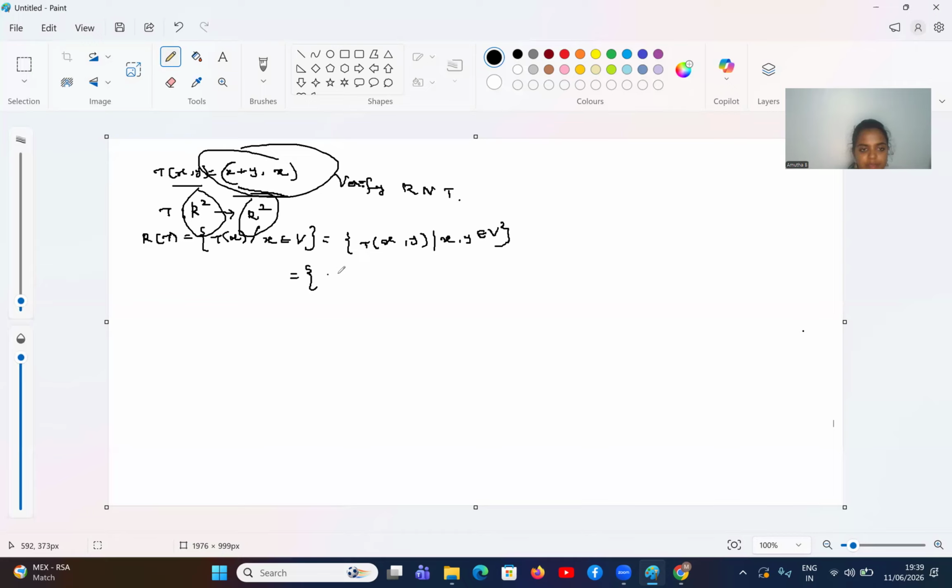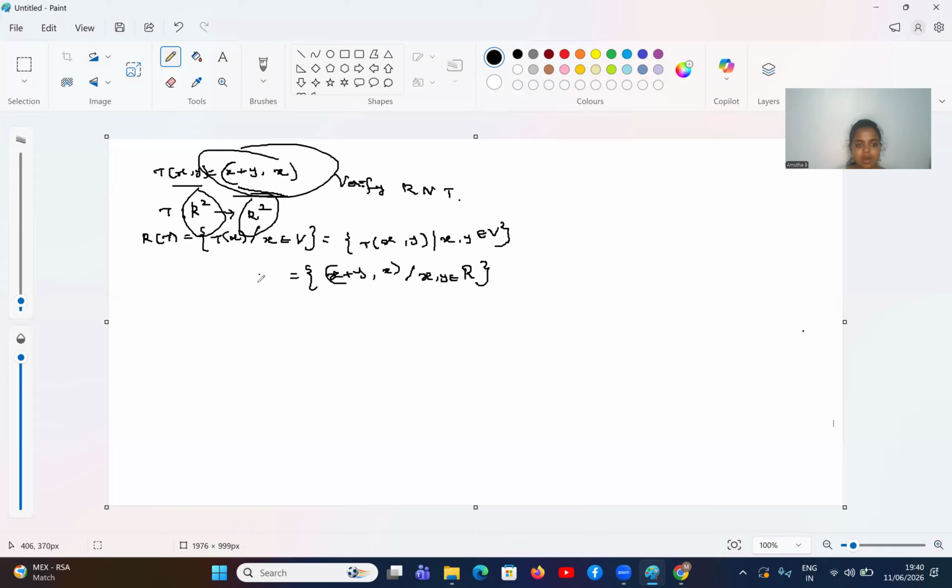Here, X plus Y comma X. They have given X plus Y comma X, such that X comma Y belongs to V, which is nothing but R2. But here X is separately one element, Y is separately one element. So that means X and Y belong to the real numbers. That is only we are going to write.